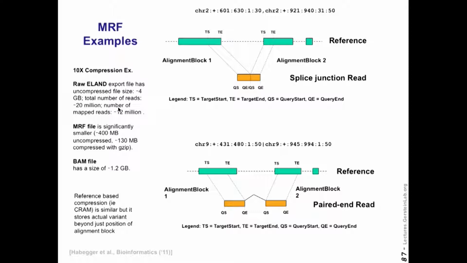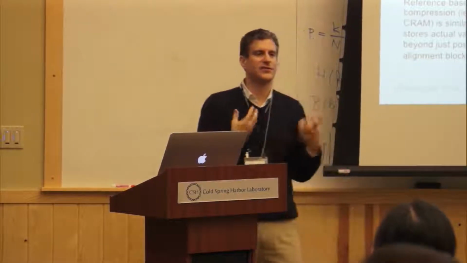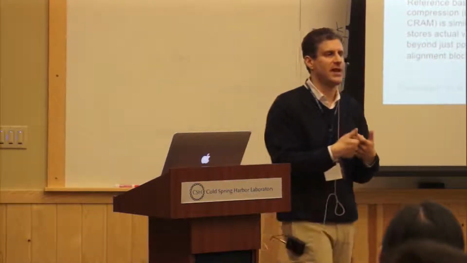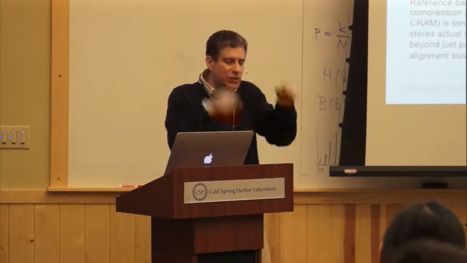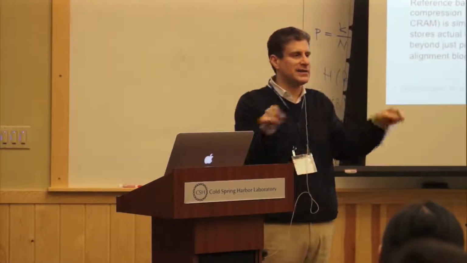So the BAM file, which you probably know, the raw format that people usually deal with from the sequencing is the FASTQ file. The BAM file contains the mapping of the reads. And then the CRAM is a compressed version. So now the MRF format that I'm talking about is actually very similar to the CRAM format. It's just much more, in a principled way, about separating the two things.